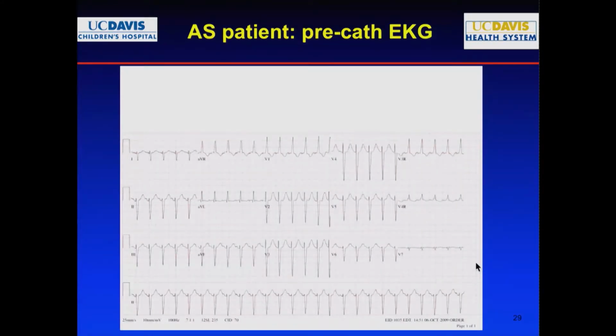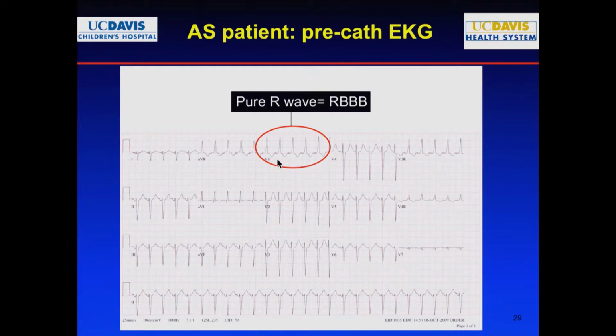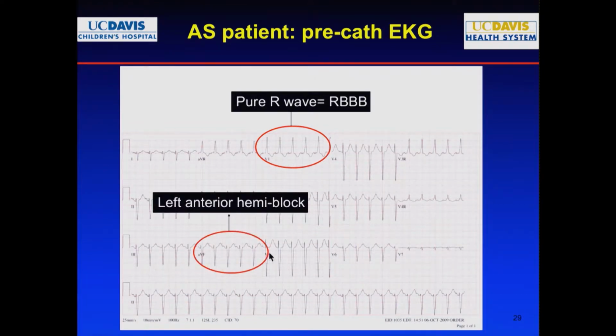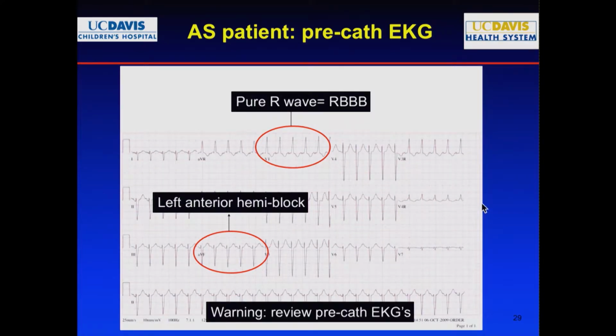So go back to the EKG. You see the pure R wave here. That's the right bundle, right? But in fact, you see a left anterior hemiblock. So what we end up doing is just getting the third pathway out of the way, and once you block that, you're going to end up with complete heart block. So again, pay attention to your EKGs. Always review your EKGs before you start the procedure.